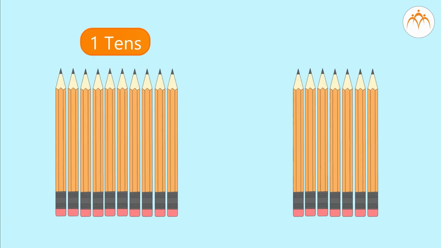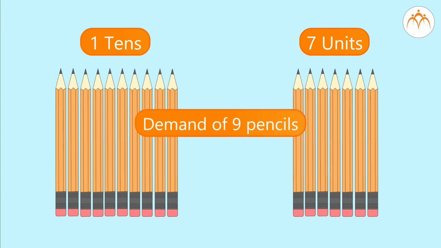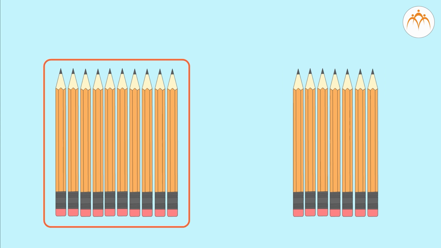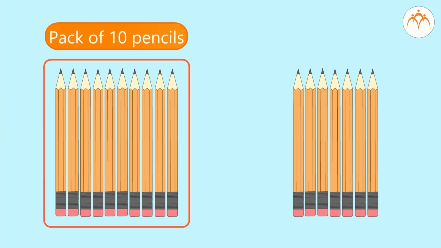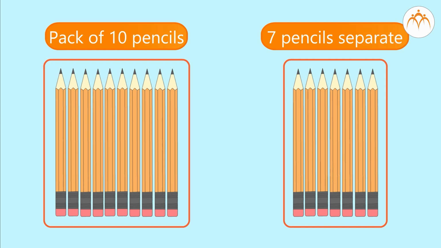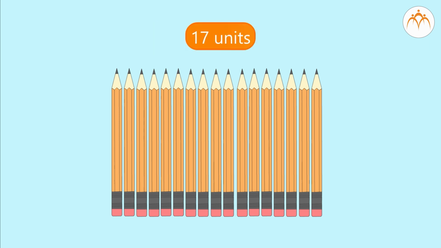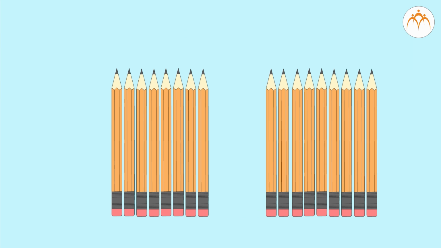Students, you have 17 pencils, that is 1 ten and 7 units. Out of that, you are giving me 9 pencils. Now, you cannot give 9 pencils from 7 units. So, we shall split 1 ten. So, there are 17 units of pencils. We shall take out 9 pencils out of them. So, there are 8 pencils left, that is 8 units.